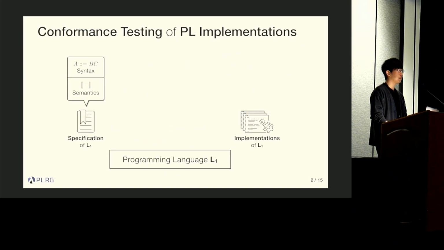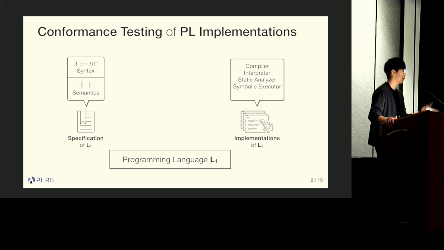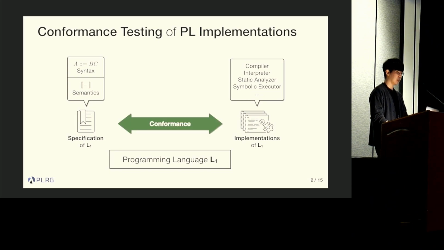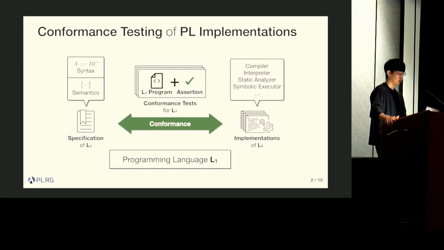there might be many different implementations, such as compilers, interpreters, and so on, and all of them must conform to the specification. We can check this conformance using conformance tests, and each of them consists of a program and assertions that describe the correct behavior of the program according to the semantics described in the spec. And how can we measure the quality of conformance tests?